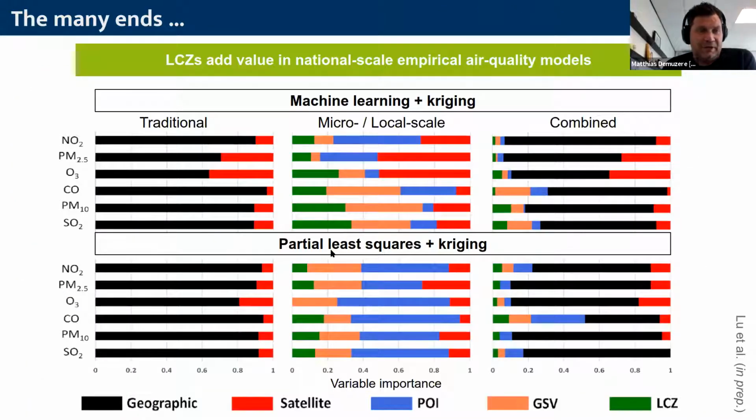Another study, on air quality, is also ongoing. This is currently exploring the added value of micro and local scale variables in empirical air pollution models. The work indicates that the combination of machine learning techniques together with such micro and local scale variables has the potential to improve national land use regression models targeting air quality.